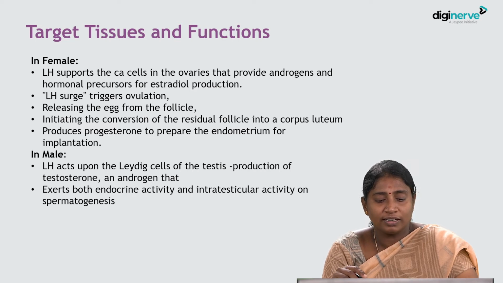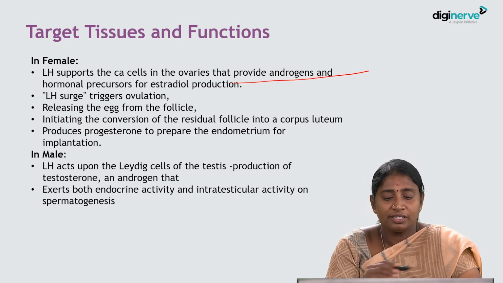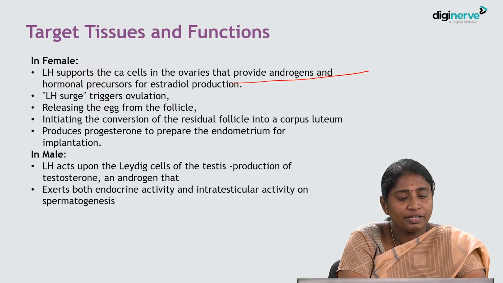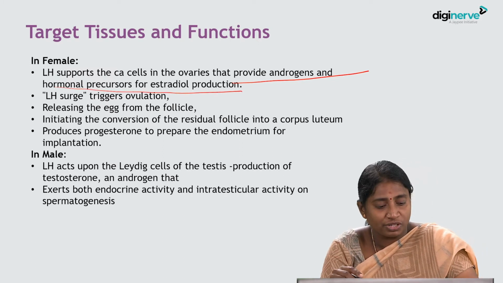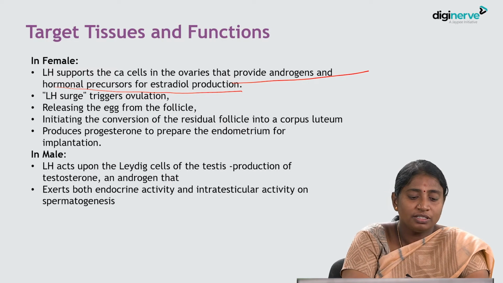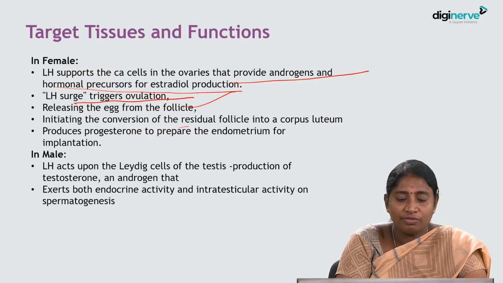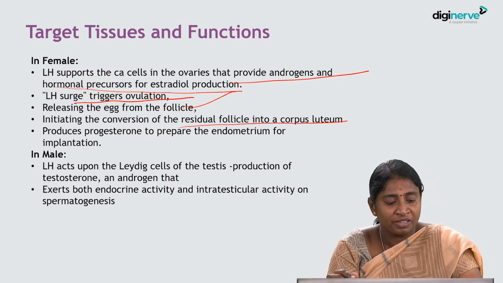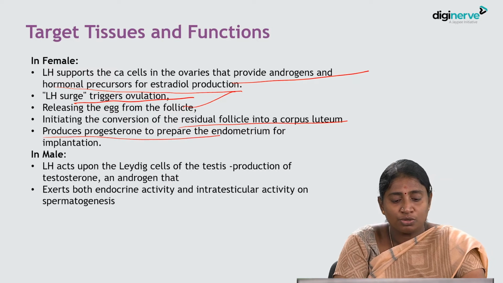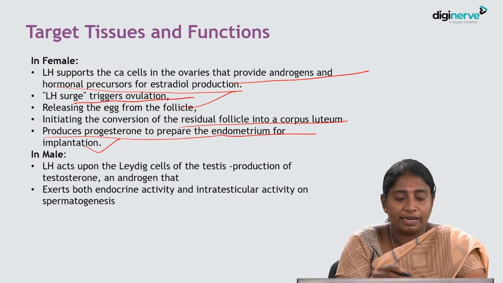Target tissues and function. LH supports the thecal cells in the ovary, which provide androgen and hormonal precursors for estradiol production. The LH surge triggers ovulation, the release of the egg from the follicle, initiating the conversion of the residual follicle into the corpus luteum. It also produces progesterone to prepare the endometrium for implantation.